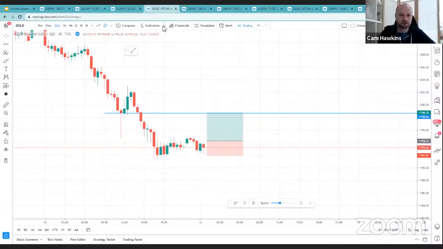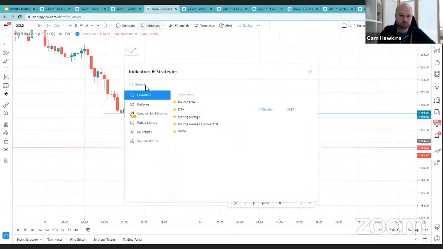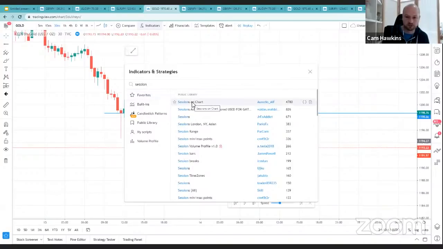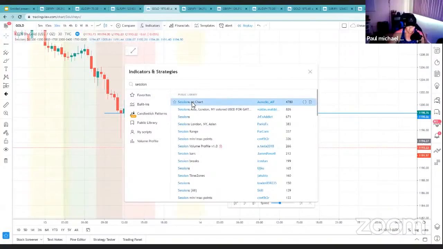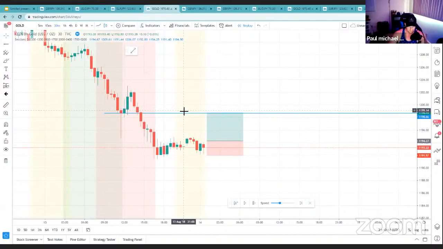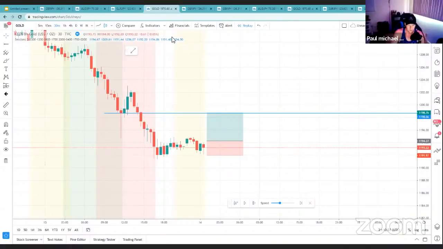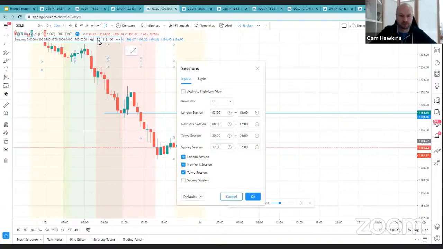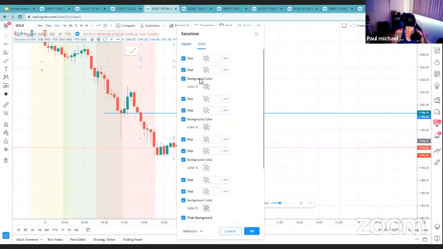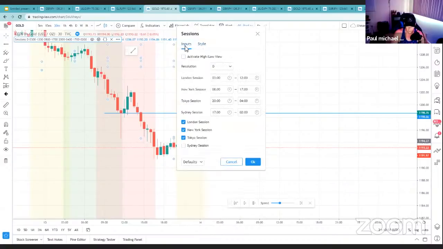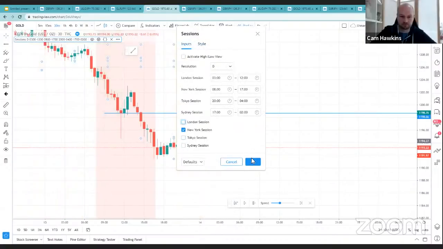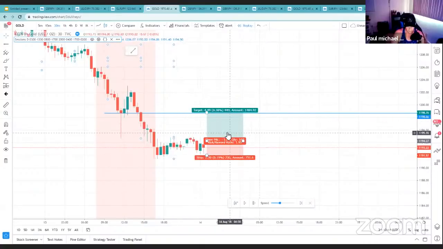Let me grab the mouse for a second. Sessions on chart, that should work. Do you know which sessions we're talking about? It doesn't tell us what sessions they are. If you click on the, do I have the mouse? Yep. Style. Okay, so I just want to see the New York session. There we go, which was over there.